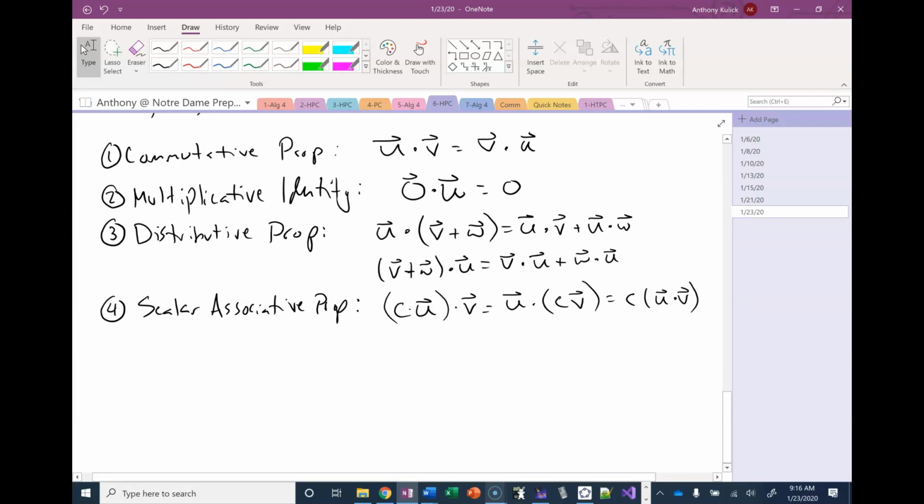So what that scalar associative property is saying, oops, I used k for my scalar, is that if I have a scalar multiplication going on with a dot product, it doesn't really matter when I do that scalar multiplication. I could scalar multiply the first vector and then take the dot product. I could scalar multiply with the second vector and then take the dot product. Or I could take the dot product and then do the scalar multiplication. It doesn't matter when I do that. I'm going to get the same result.